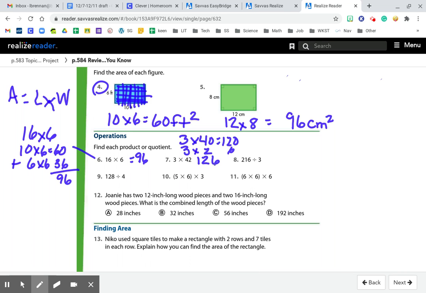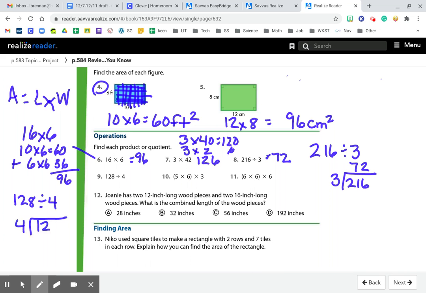216 divided by 3. You can use the division algorithm, single digit division. If you want to use the algorithm, 3 goes into 21 7 times, and it goes into 6 twice. So that's 72. 126 divided by 4. You can write it out as single digit division. 4 goes into 12 3 times. 4 goes into 8 2 times. There's no remainders there, so I have 32.